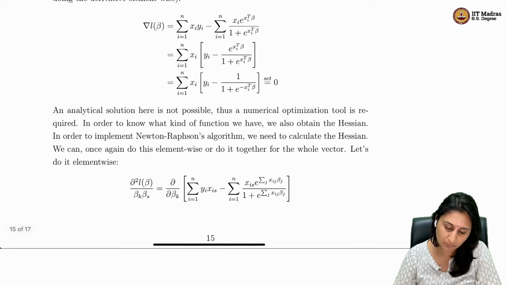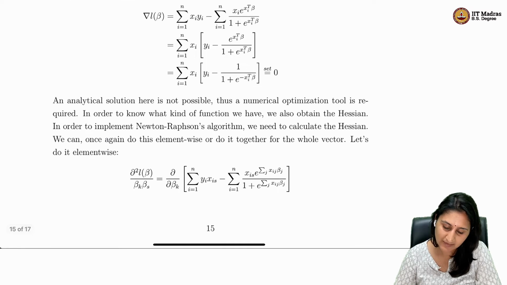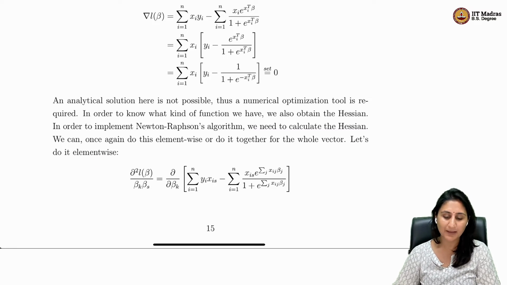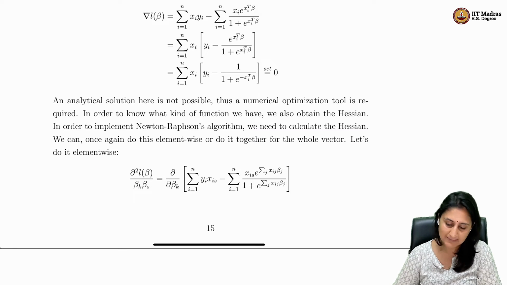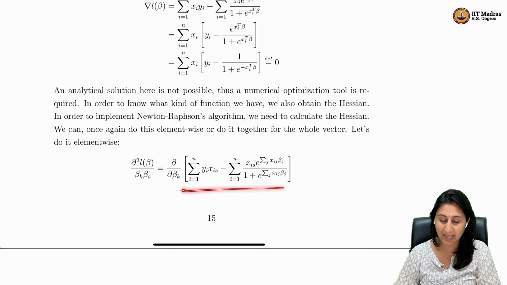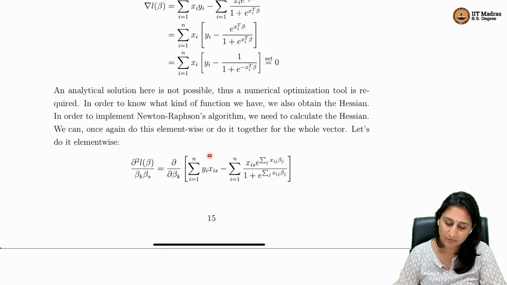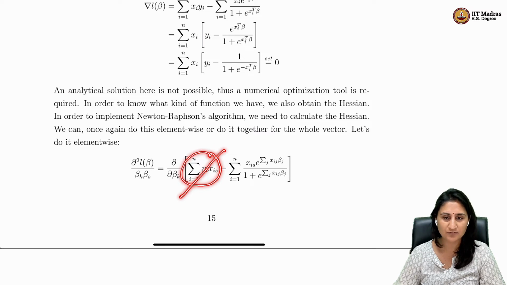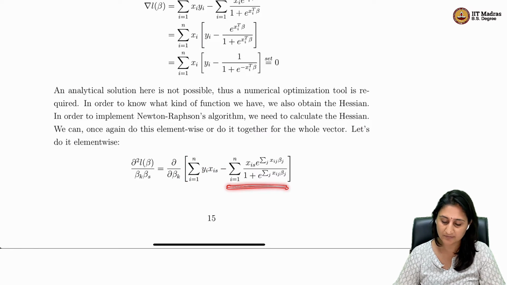So here's what we do: let's take the derivative again with respect to beta k. Del square L of beta by del beta k del beta s is del by del beta k of the partial derivative with respect to beta s, which is something we already had done before. But now the good part is that this is just a constant as a function of beta k, so this goes away, and I only need to look at this term.